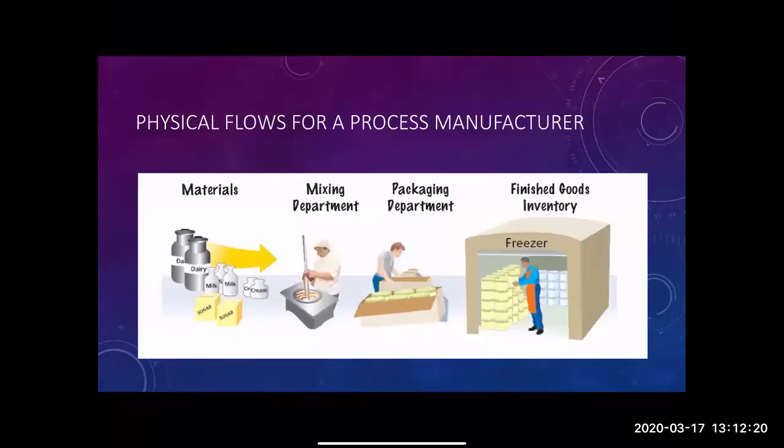If you're reading through the slides, this is the physical flow of the process manufacturer, say Edy's or Dreyer's, Haagen-Dazs, what have you. It starts off with materials, and then all of those materials go into the mixing department. Once the mixing department finishes their portion, they send it to packaging. And then after packaging, they put the lids and tops on, cool it and freeze it, and all of that good stuff.